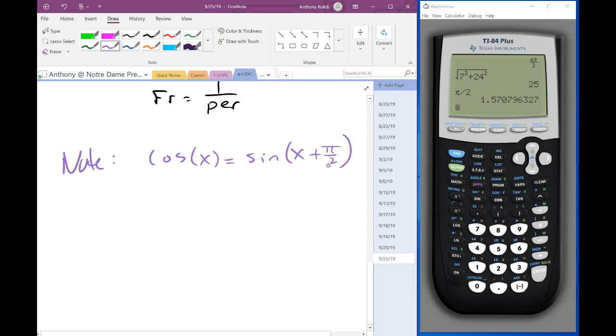So if I observe that cosine looks like the same graph as sine, just that it's been shifted to the left by pi over 2, I know then I can say cosine x is equal to sine of x plus pi over 2. Anjali? Of course.